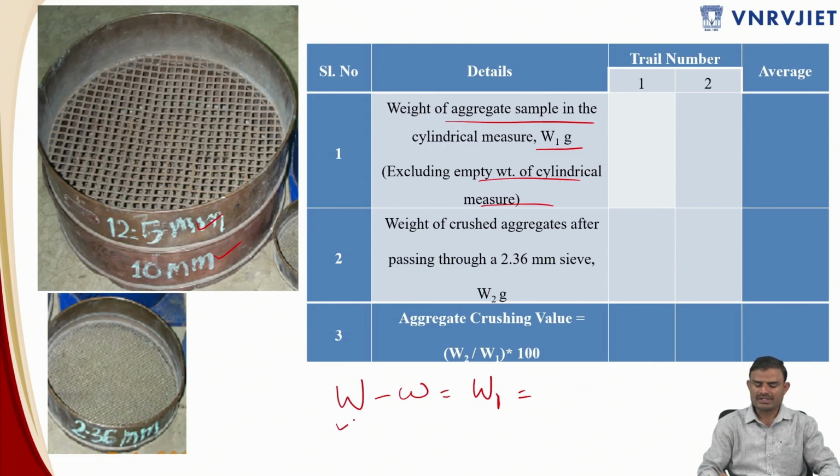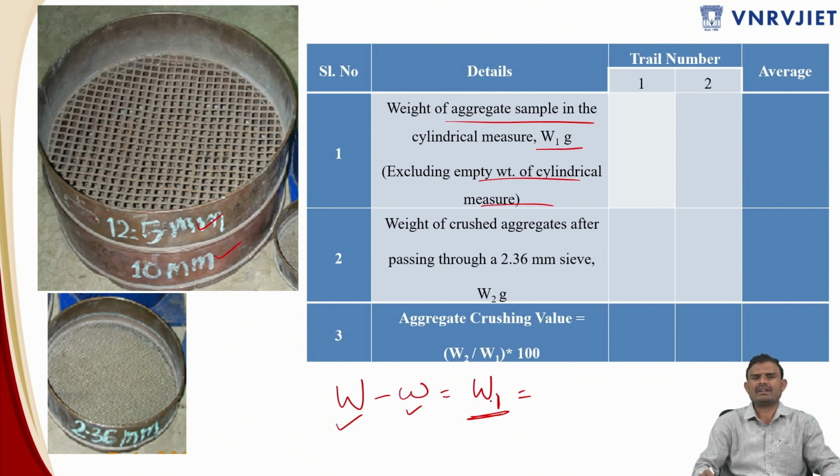I repeat, this is the weight of the cylindrical measure along with aggregate, and this is the weight of the empty cylinder, small w. From that we get the weight of the aggregate filled in the cylindrical measure, excluding the weight of the empty cylinder. That is nothing but capital W1.